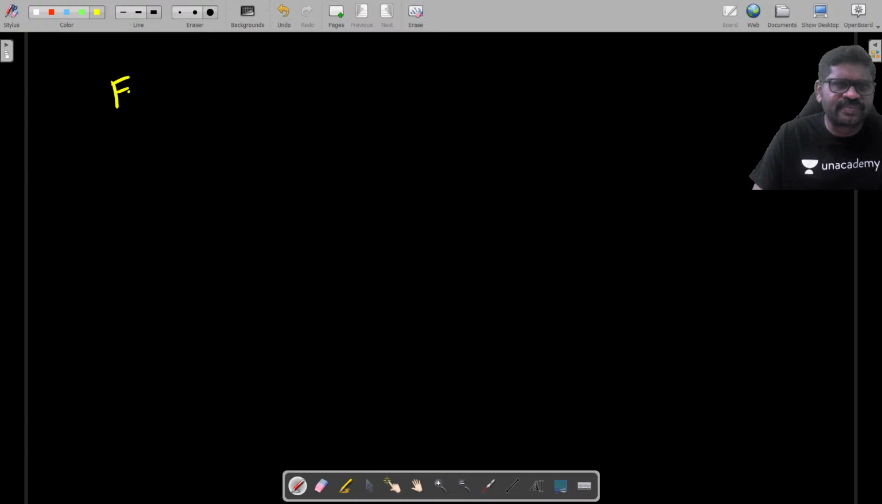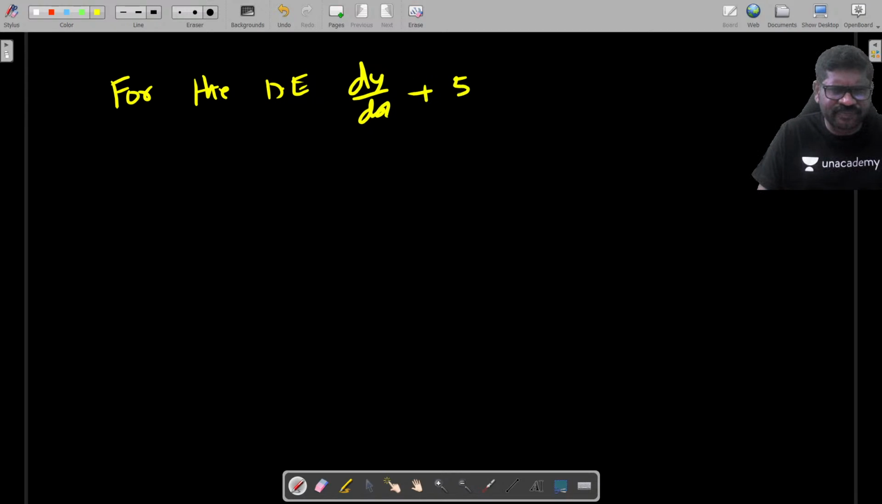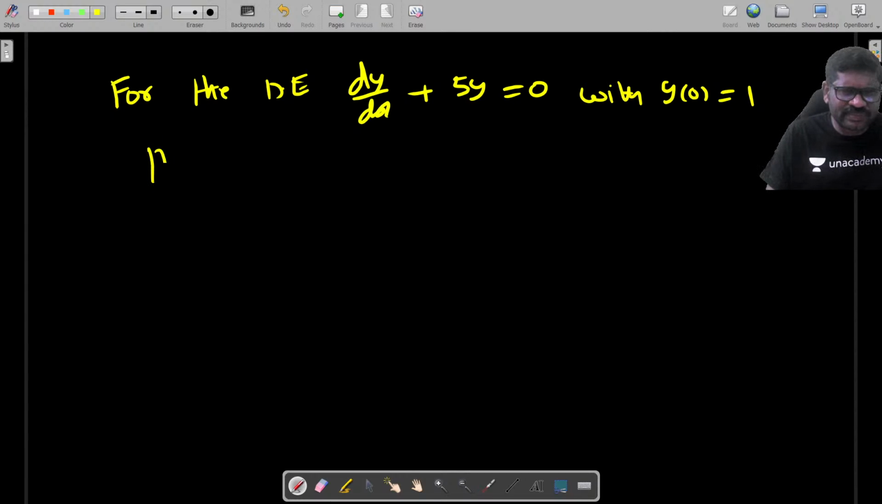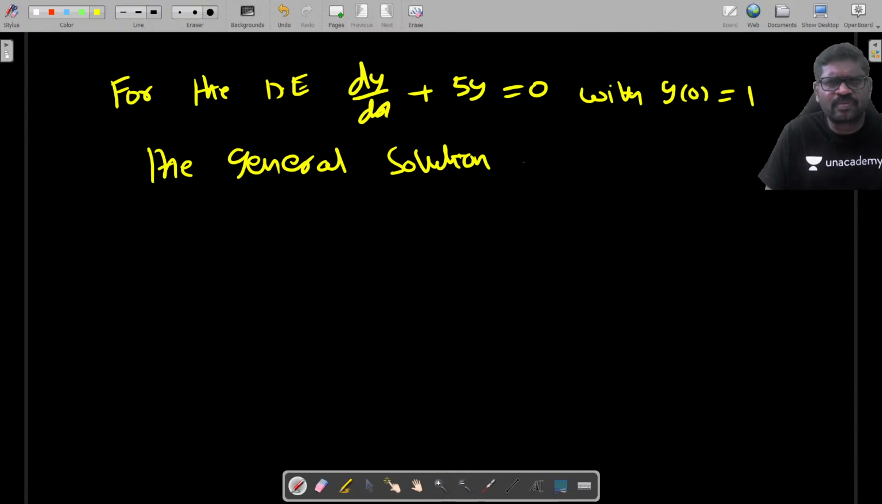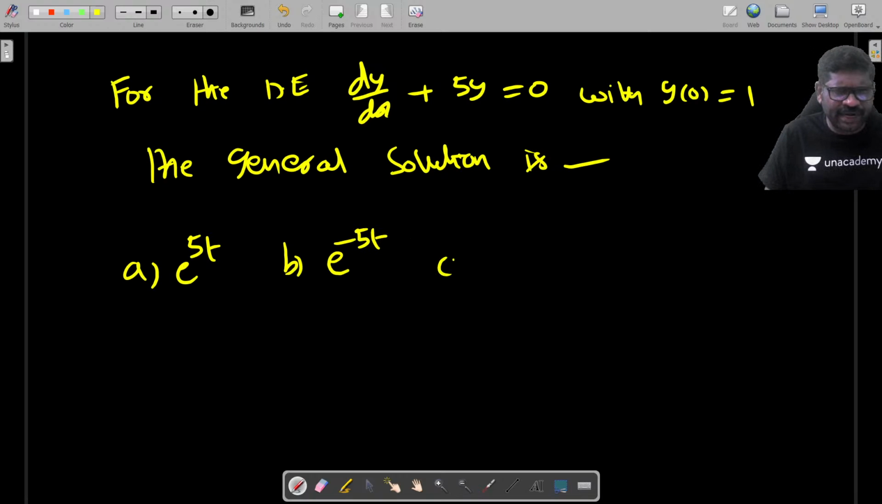For the differential equation dy by dx plus 5y equal to 0, with y of 0 equal to 1, the general solution is: first option, e power 5t; e power minus 5t; 5 into e power minus 5t; e power square root of minus 5t.